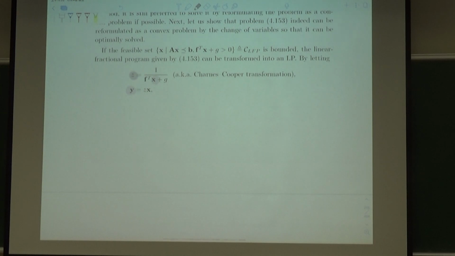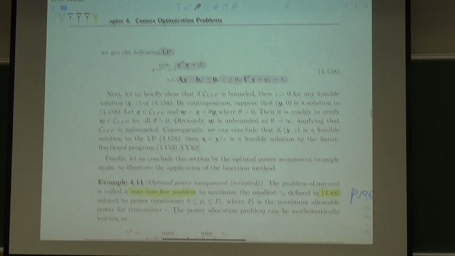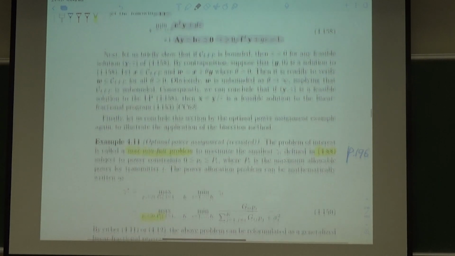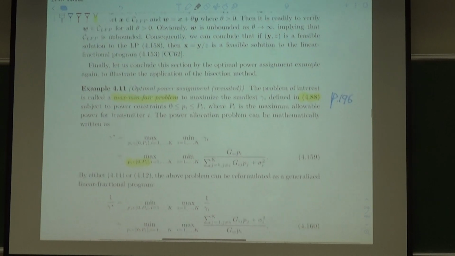You get the optimal z, and the solution of x is y divided by z. So you can come back. Okay. There are some details that I leave to you.